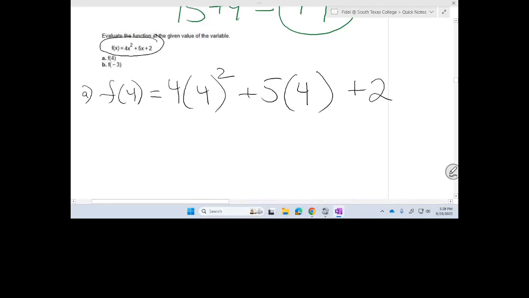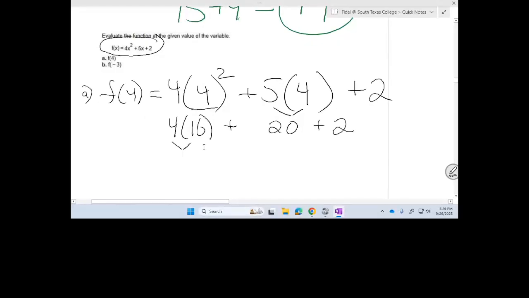Okay? Now, y'all, we talked about order of operations before, right? We got to do our exponents. Let's see, 4 squared. Y'all, 4 squared is 4 times 4. That's 16. I'm going to go ahead and multiply those guys right next to each other. 5 times 4, 20. And I'm going to add 2 to that. Then I'm going to multiply these guys here.